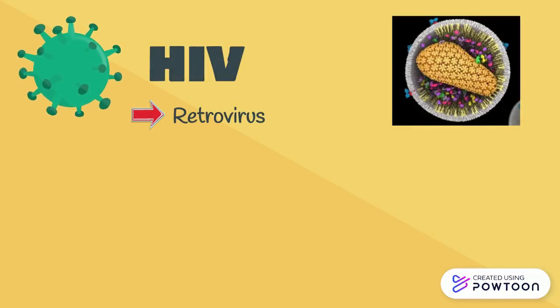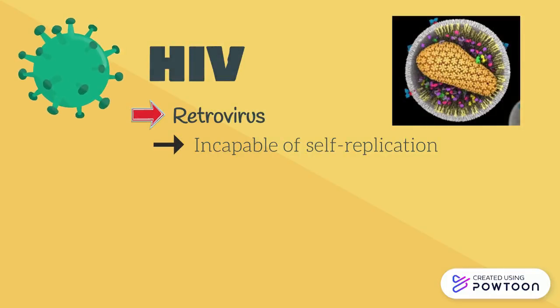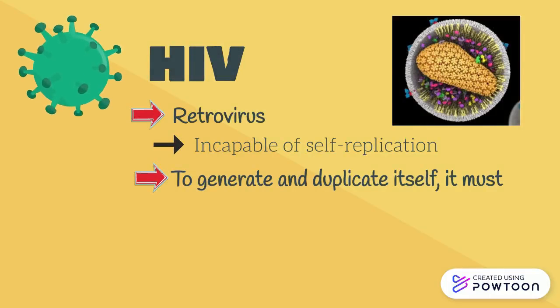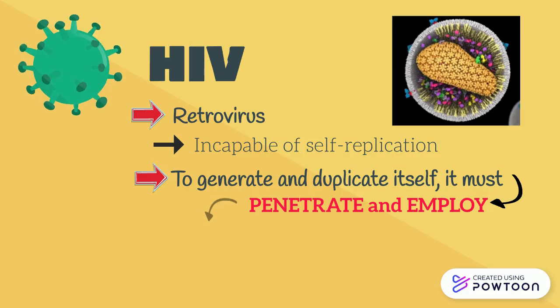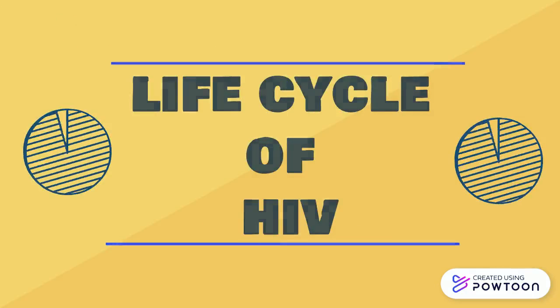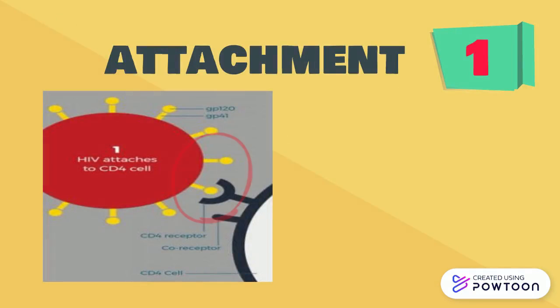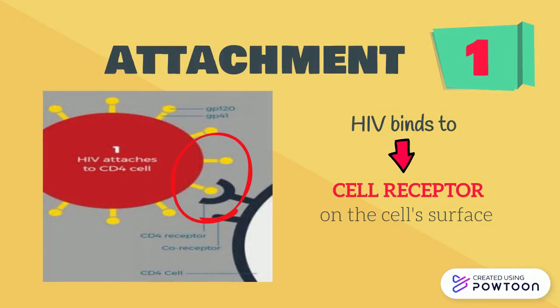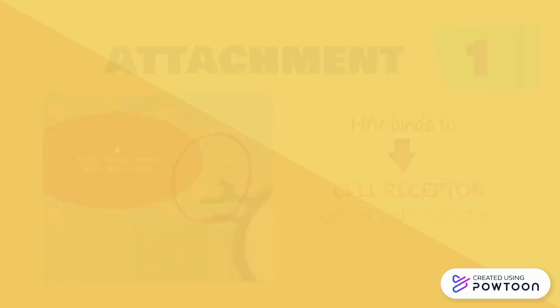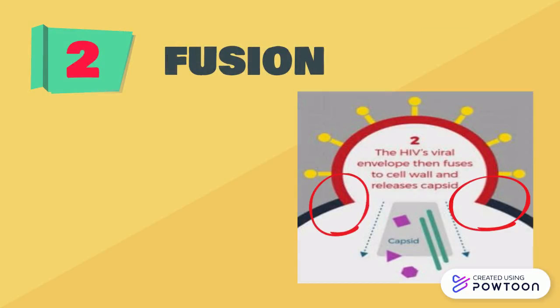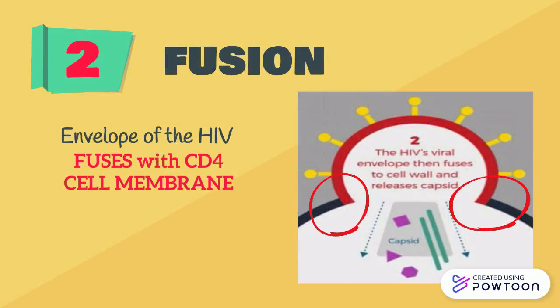Mechanism. HIV is a retrovirus, which means it is incapable of self-replication. To generate and duplicate itself, it must penetrate and employ the mechanism of CD4 cells. 1. Attachment. HIV binds to cell receptors on the cell surface. 2. Fusion. The envelope of the HIV fuses with the CD4 cell membrane, allowing the virus to enter the cell.